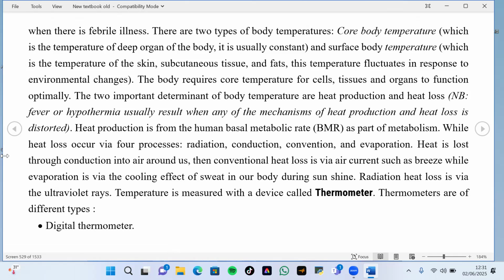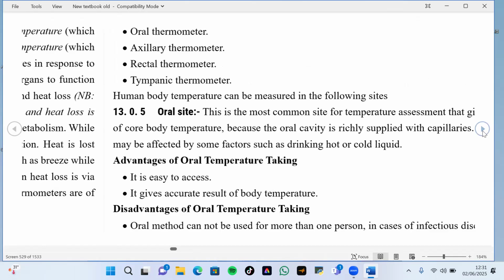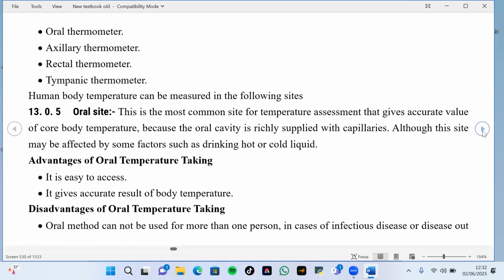And the temperature is being measured with a device called thermometers. And thermometers are of different types. We have the digital thermometer, oral thermometer, axillary thermometer, rectal thermometer, and tympanic thermometer. So in practice, we can take temperature at the oral site, that is, taking the temperature from the mouth or the oral cavity. However, this site is not usually recommended when someone has taken something cold or hot, because that will affect the surface temperature.